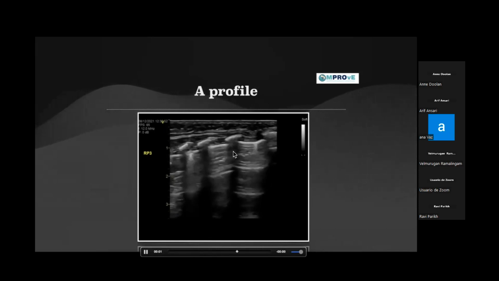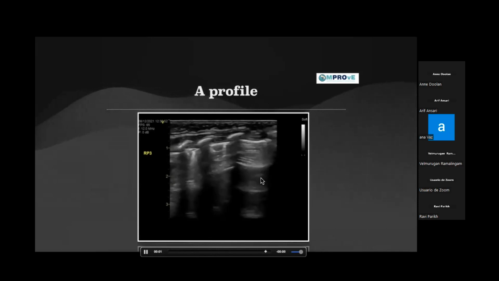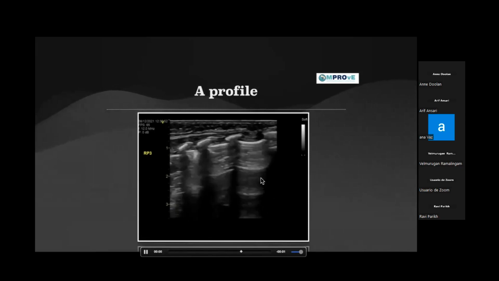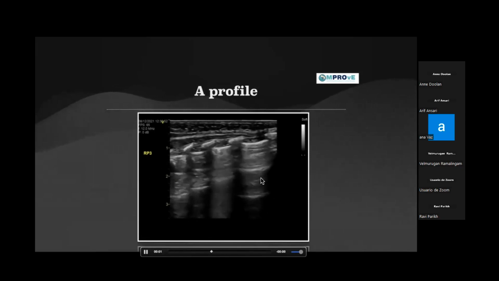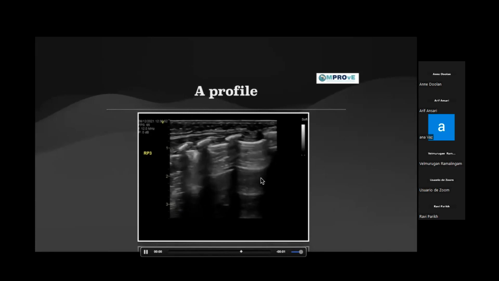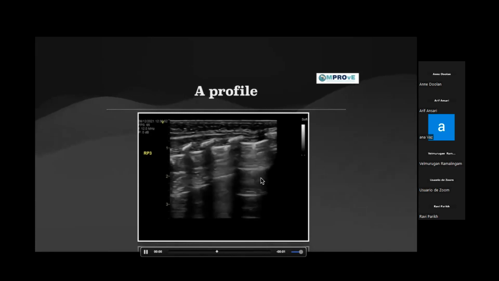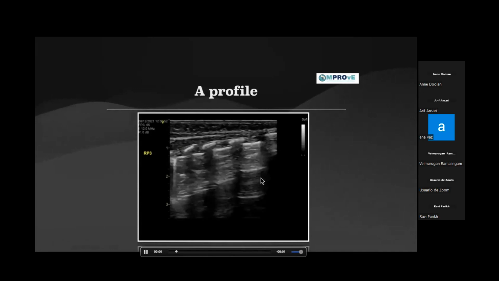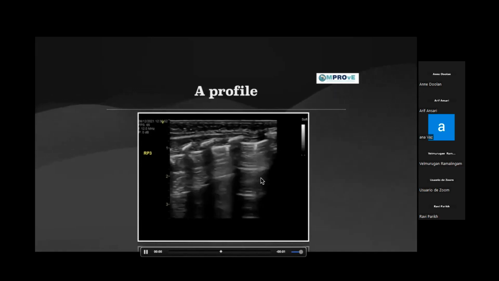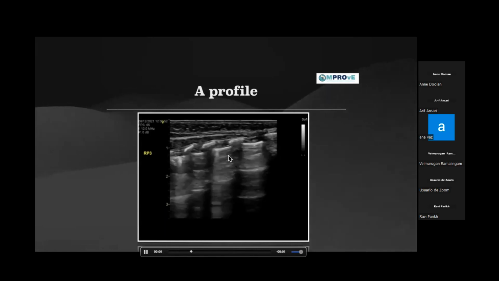And your B lines come in. So as you are expiring, your air goes out, so you end up having more fluid. With inspiration, more air, you lose B lines. With expiration, less air and more fluid, so you end up generating B lines, and that's what is happening in this baby. It comes and goes, a normal appearing A profile.